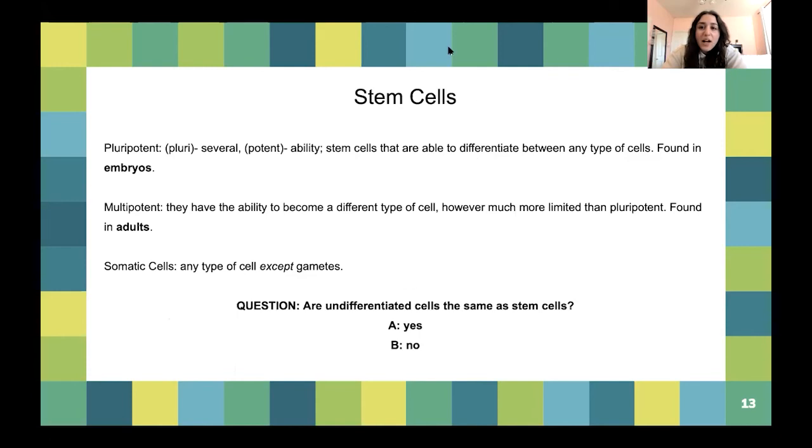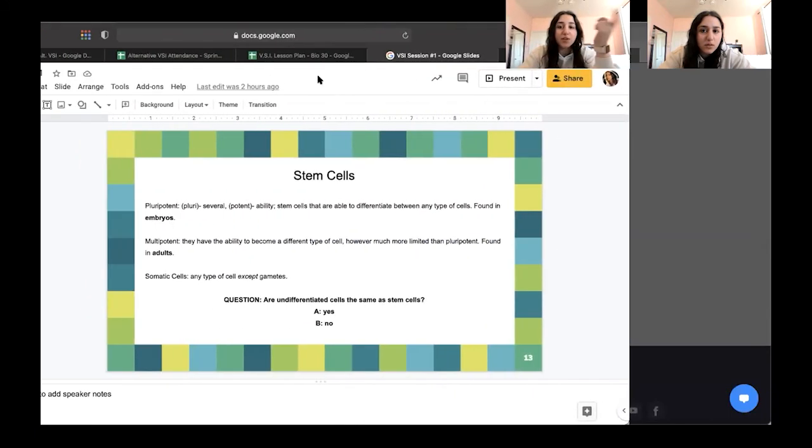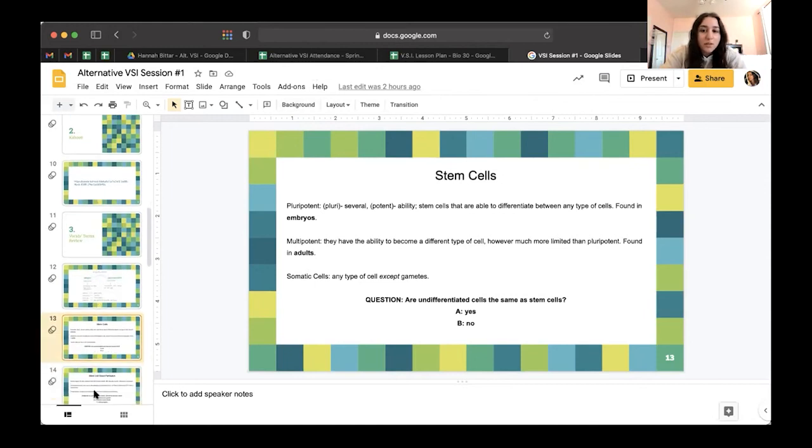Okay, now I want to host a poll for the question. The question is, are undifferentiated cells the same as stem cells? Undifferentiated cells are the same as stem cells. Basically, stem cells are undifferentiated. So just remember that stem cells have the potential to become any type of cell. That's what undifferentiated means. It means it doesn't know what it wants to do in life yet, but it can do anything. So undifferentiated cells are the same exact thing as stem cells. Okay, so now let's move on.